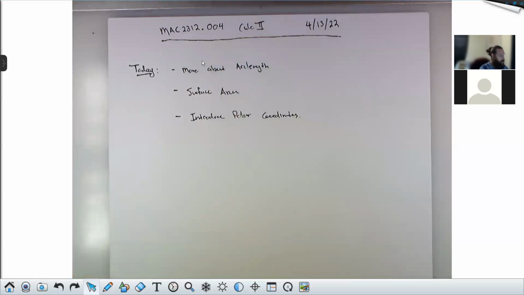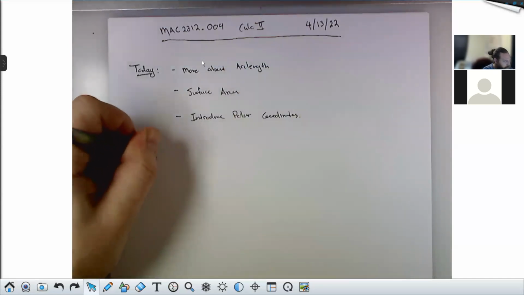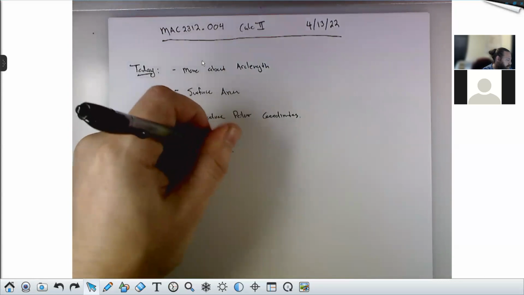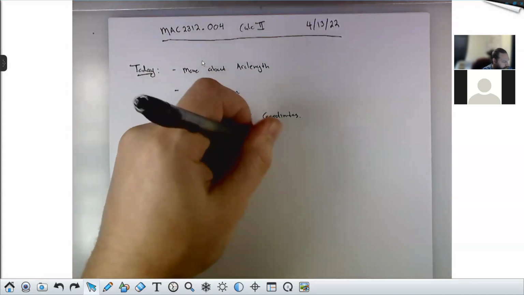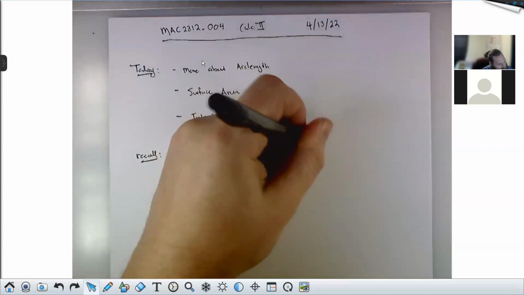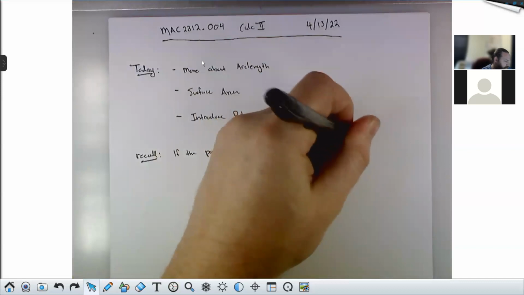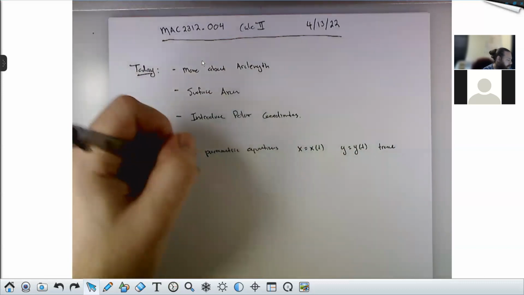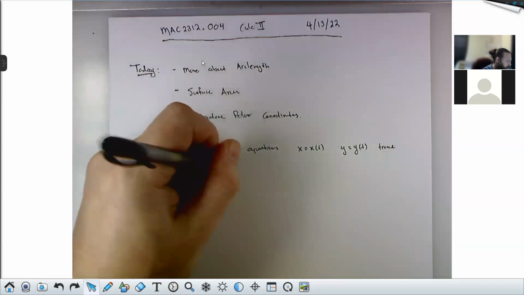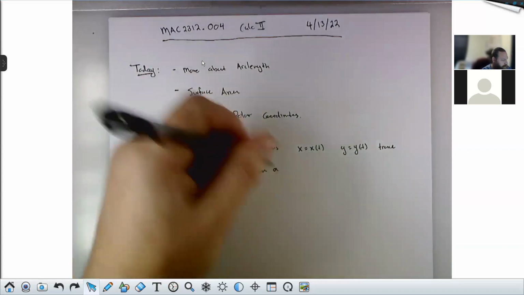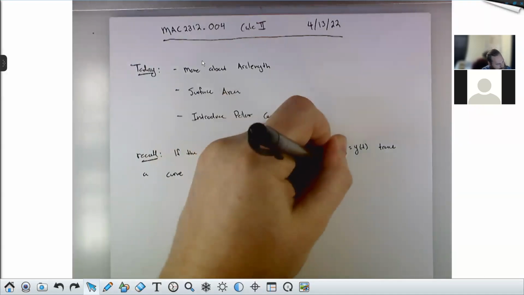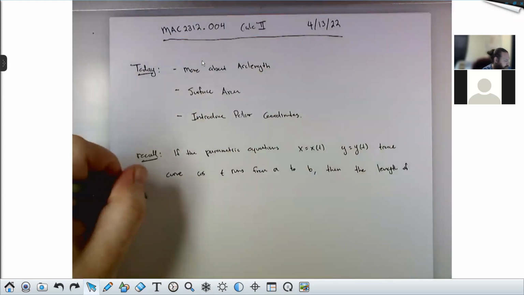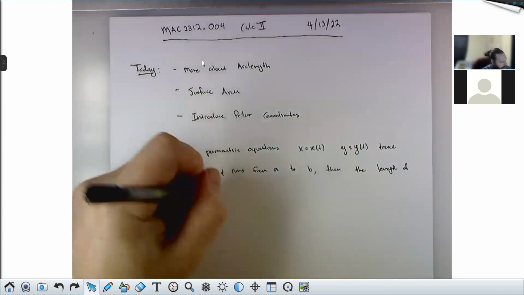So arc length, what was arc length? I'll begin by saying here, recall that if the parametric equations x equals x of t, y equals y of t, trace a curve as t runs from a to b, then the length of that curve is given by the following integral.